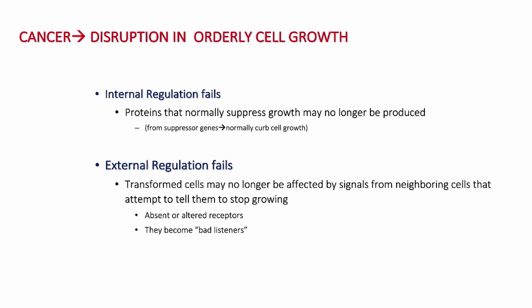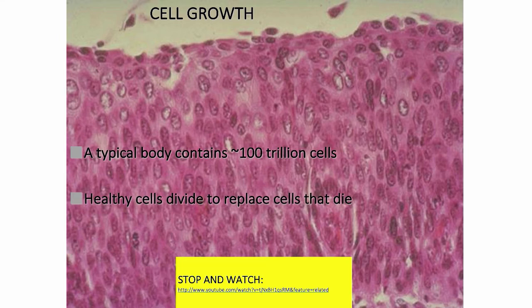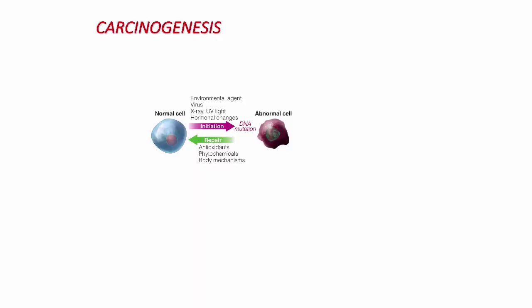External regulation fails. Transformed cells may no longer be affected by signals from neighboring cells that attempt to tell them to stop growing. They may no longer have the receptors that send out signals that tell cells to stop growing. They become what I call bad listeners. They don't listen to their neighboring cells, and they just keep growing and invade other neighborhoods, if you will. And they lead to the formation of malignant or cancerous tumors. A typical body contains about 100 trillion cells, and healthy cells divide to replace the cells that die.